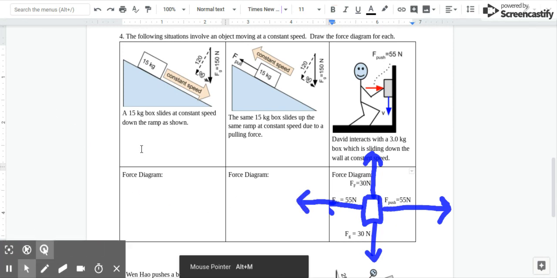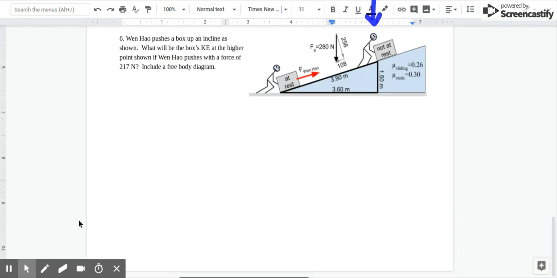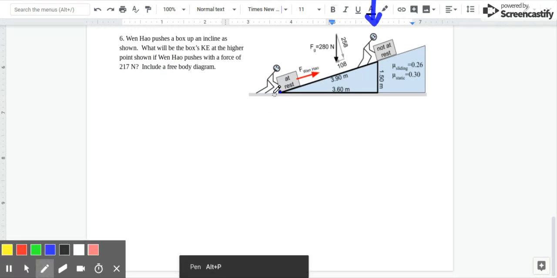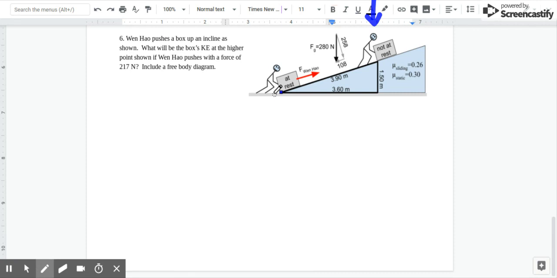And now we'll go to the last one. So we've got Wenhow. He's pushing up an incline. I know you guys love inclines. As shown, and it wants to know what's the box's KE at the higher point if he pushes with 217, and include a free body diagram. So here we go, free body diagram in it already.